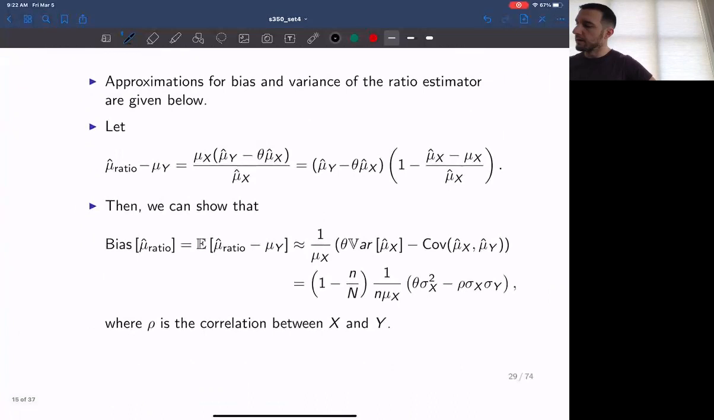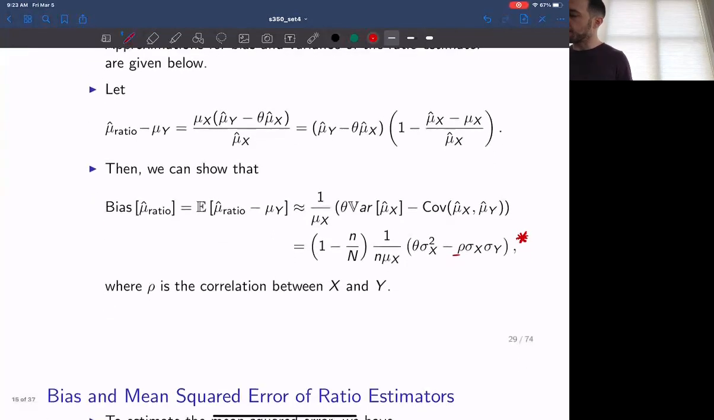We can also show that the bias of our estimator for mu using the ratio approach is going to be equal to the term given here, and I'll just write this as a star so you know which term I'm referring to. So we can show that the bias of mu hat ratio is equal to the FPC multiplied by 1 over n times the mean of x, multiplied by theta times the variance of x minus rho, the correlation between x and y, times sigma x times sigma y. Okay, so from this, we can make the following statements.